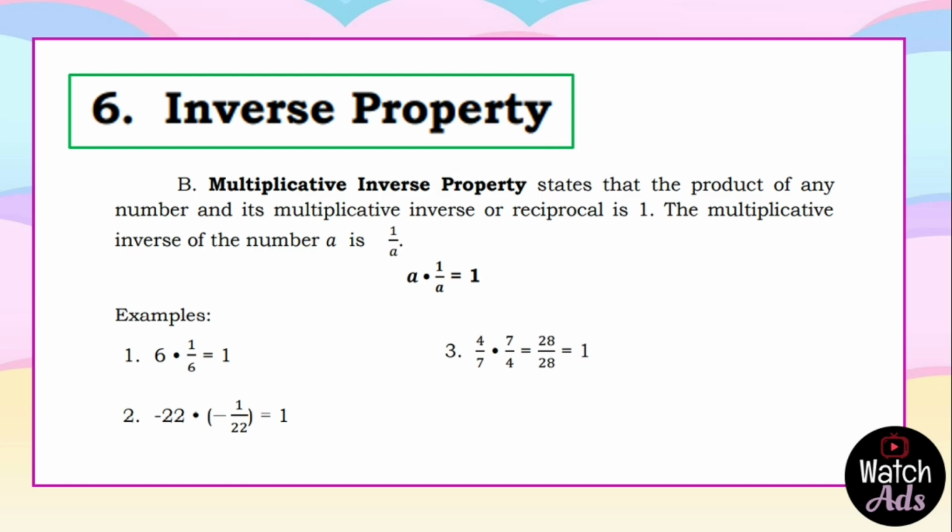4/7 multiplied by its reciprocal, that is 7/4, is equal to 28 over 28, that is equal to 1. 5/8 multiplied by 8 over 5 is equal to 40 over 40, that is also equal to 1. Now you can notice that in the inverse property of multiplication, the answer is the identity property of multiplication.